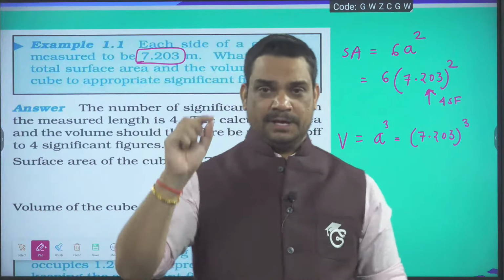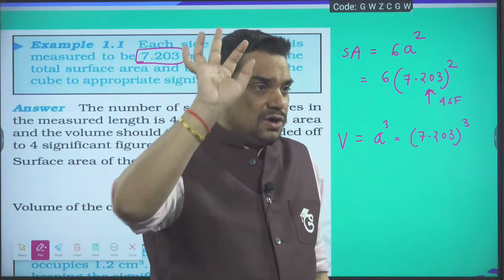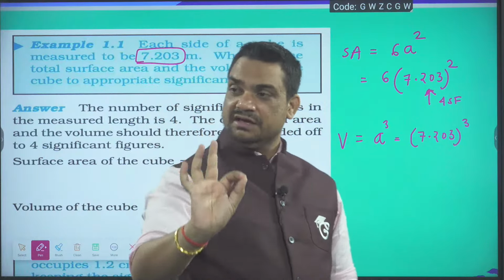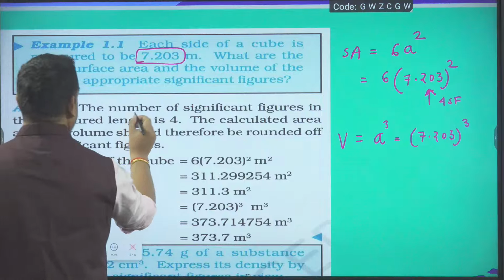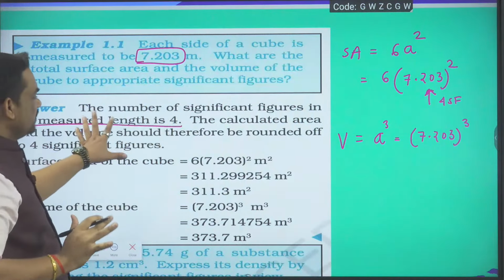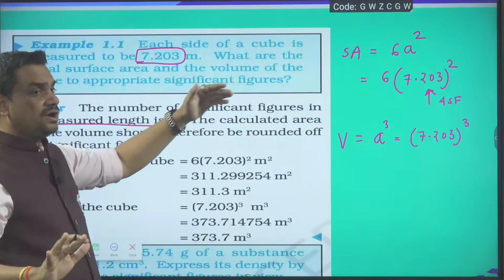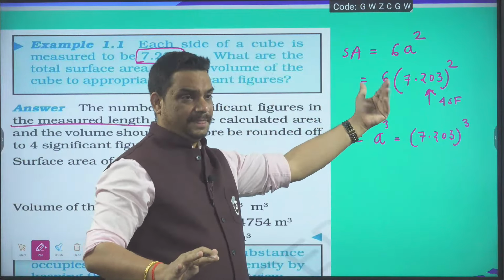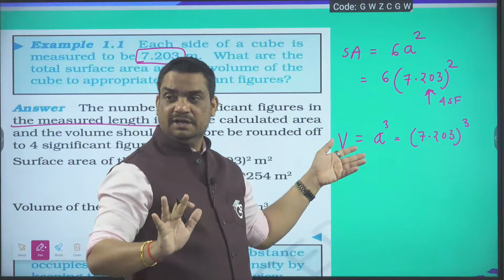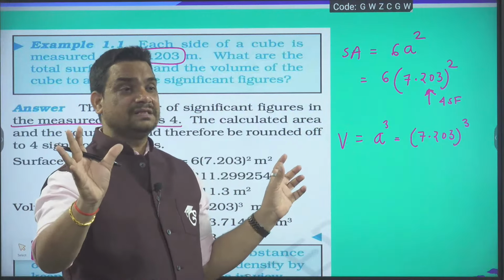What do you say? Your answer will be decided by the 6. Will you consider significant figures in the 6? Or the answer should be decided by the 7.203. Lot of people are having this confusion. NCERT clearly writing here in this pen, the number of significant figures in the measured length is 4. Whatever the measured value, okay, what are the measurements we have done, how many significant figures, that only you will consider for the calculation, not in the formula like 6a square coming, or here we have a cube coming, or sometimes cube we are writing 4 by 3 pi r cube. So 4 by 3 pi r cube will be decided by the r measured value, not by the constant value.